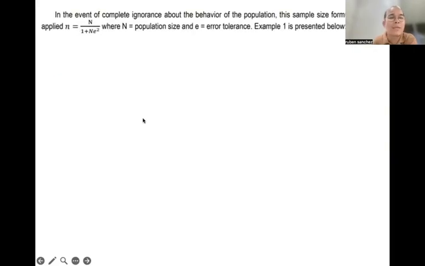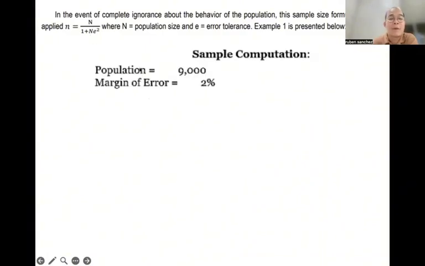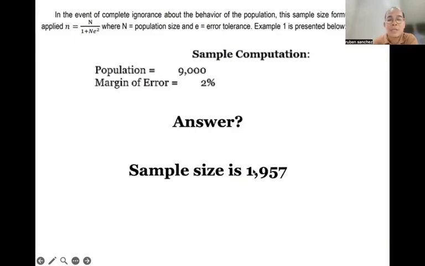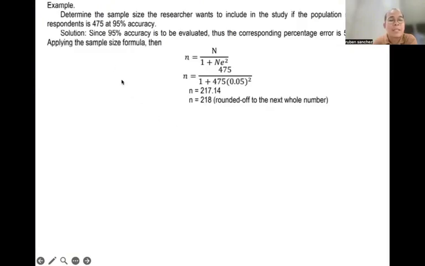Let's have another example. In the event of a complete ignorance about the behavior of the population, this sample size formula may be applied, class, the main sample size formula. Again, the capital letter N is the population, small letter n is the sample size. Then we have 1 plus N e squared, where e is the margin of error. So we have the population is 9,000, for example, and the margin of error is 2%. Just substituting this to the formula, the answer is 1,957 sample respondents.